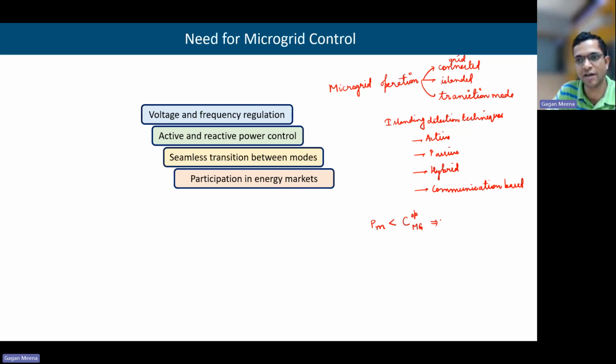In that case, we want to reduce the generation from microgrid and import from the main grid at market price.